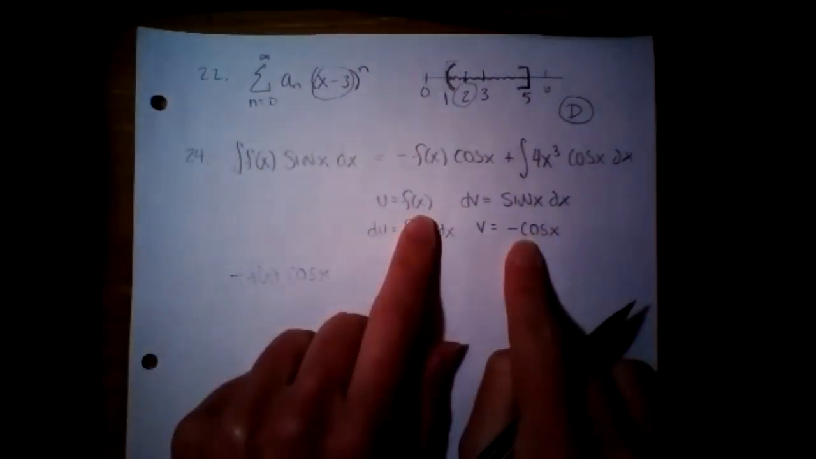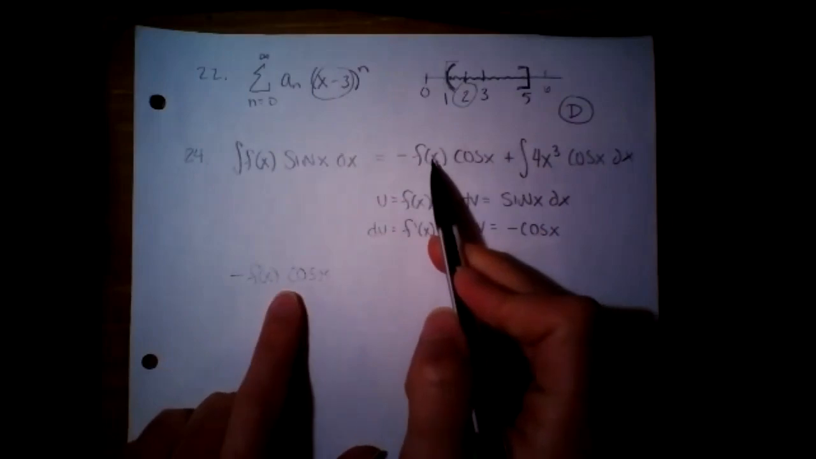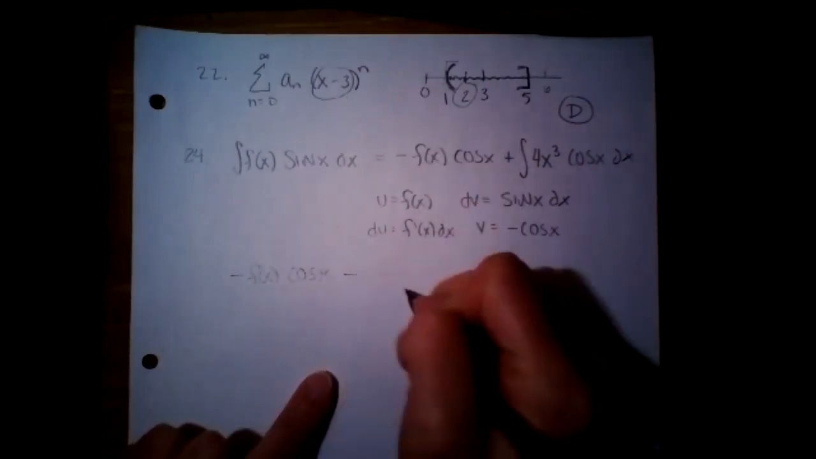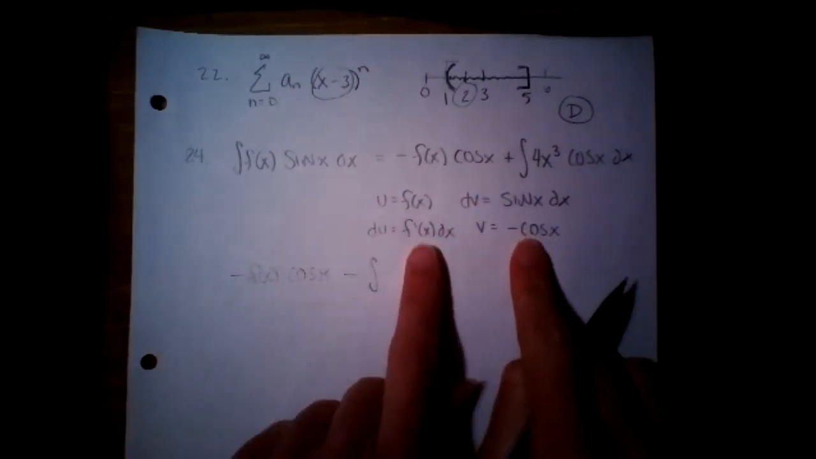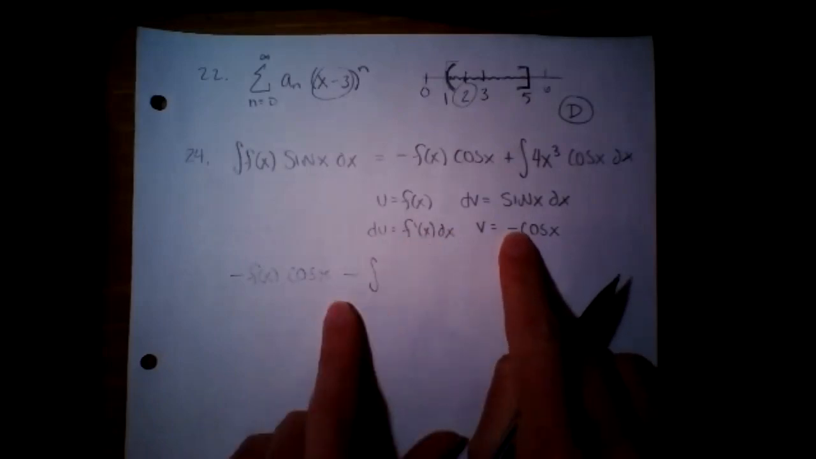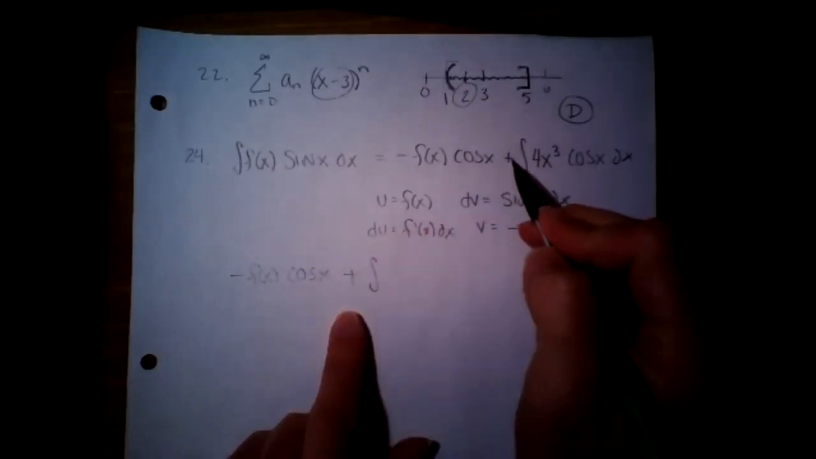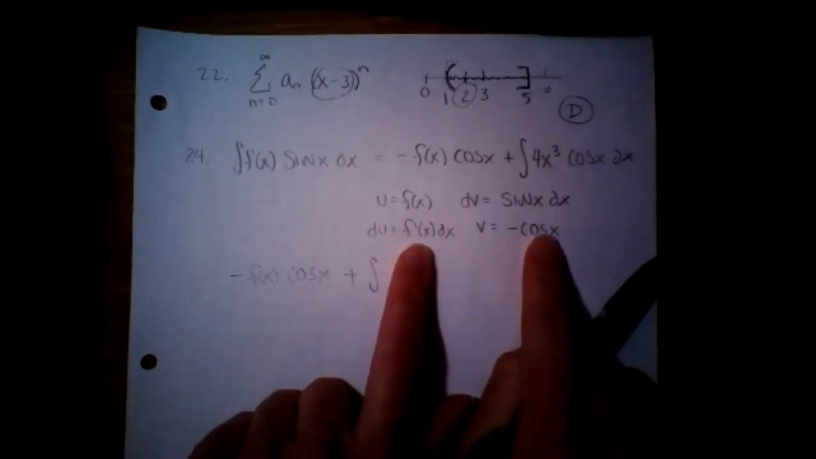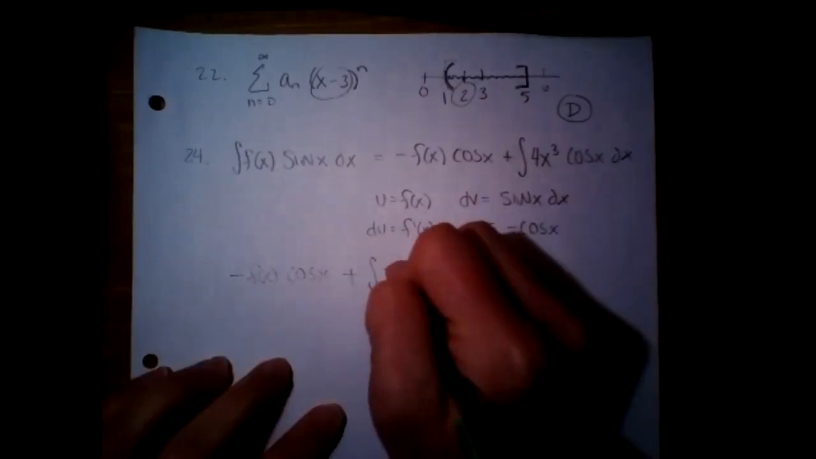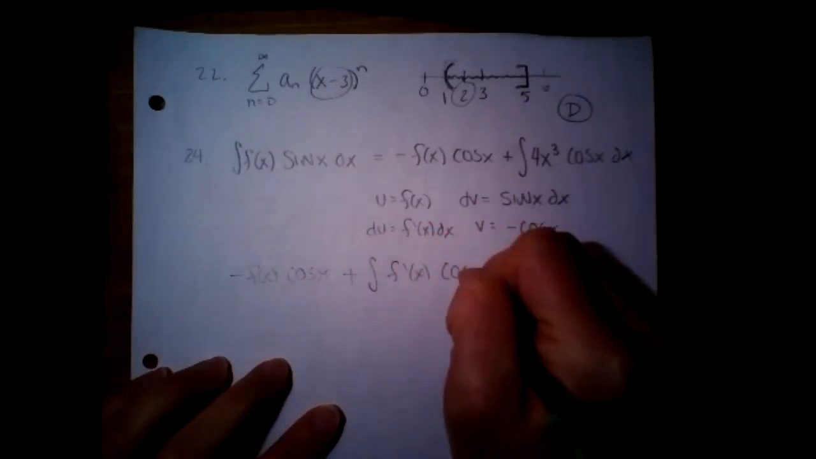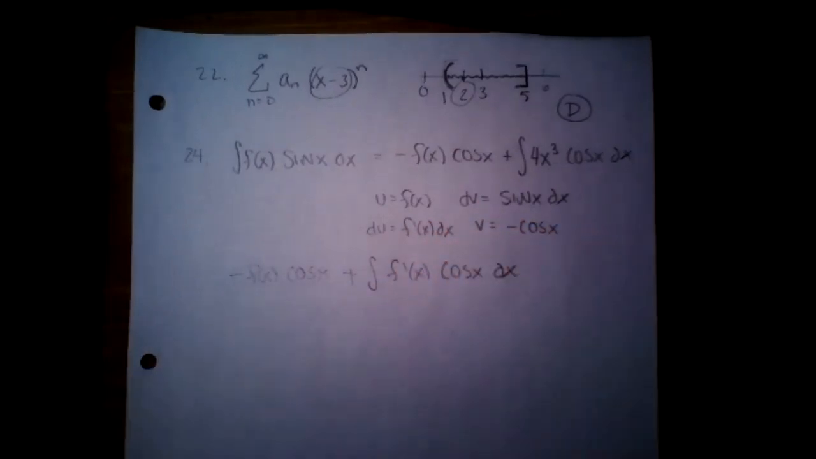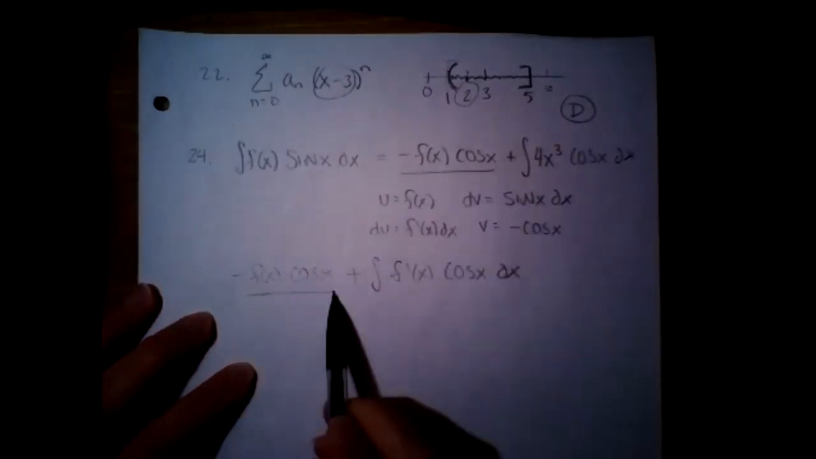So it's u times v, and that's how they got this. That's matching up. Minus integral v du. So these negatives are going to cancel. That's why this is positive. And it's v du. So it'll be f prime of x cosine of x dx. So just matching this up with what they gave us, here's this first part.